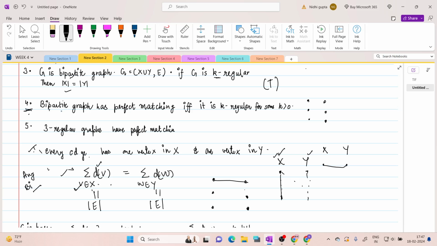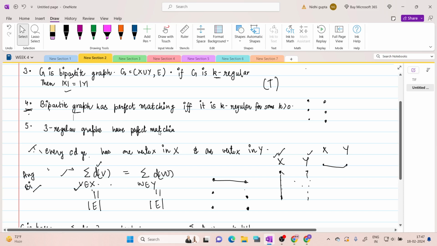So the question is, we know that if a bipartite graph is k regular, then it has a perfect matching. Now, the question is if the converse is true. That is, if a bipartite graph has a perfect matching, then it has to be a k regular graph. So we are saying basically, if a bipartite graph is not k regular, then it cannot have a perfect matching. If we are saying this statement is true, we are basically saying that.